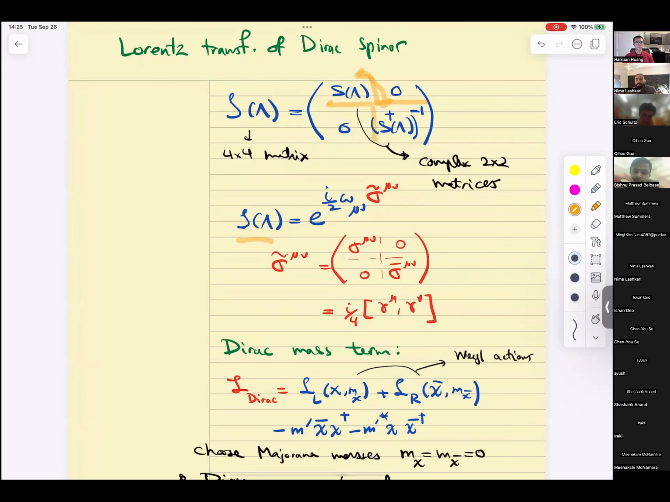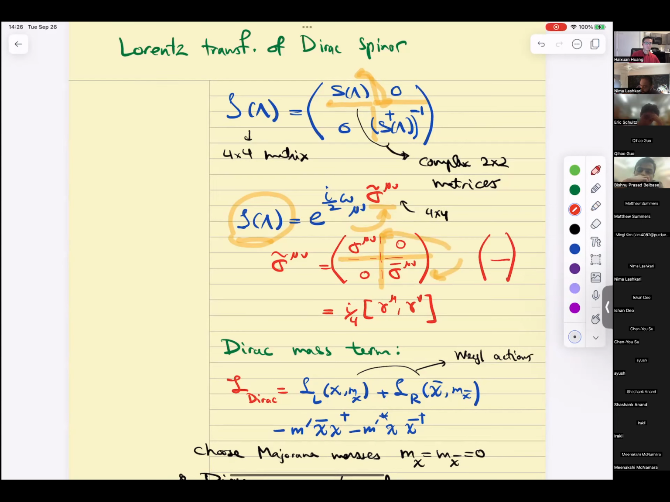Now, how are these related to the representation of Weyl fermions I was just telling you about? Well, you look at the generators of these representations, the sigma tilde. These are 4 by 4 complex matrices, and they're nothing but the block diagonal of the representation of the Lorentz transformations of left Weyl fermions and right Weyl fermions. Remember, this is acting on a Dirac spinor, which is left and right Weyl modes.